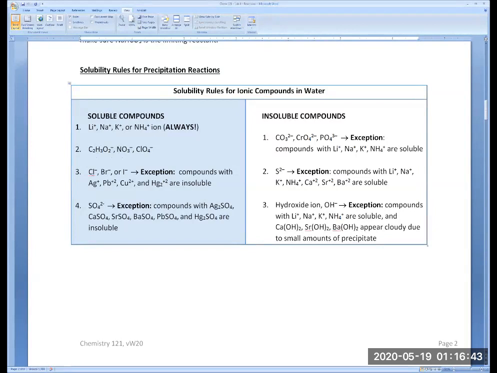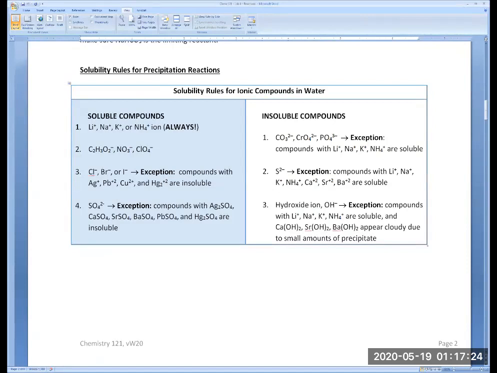Like CO3 negative 2 is a carbonate, which makes insoluble compounds. CrO4 negative 2 is the chromate. And then PO4 negative 3 is the phosphate. So the carbonate, chromate, and phosphate make insoluble compounds in general, except when they are with lithium, sodium, potassium, ammonium, because these alkali metals always make soluble compounds. They will be soluble when they are combined with them, sorry.